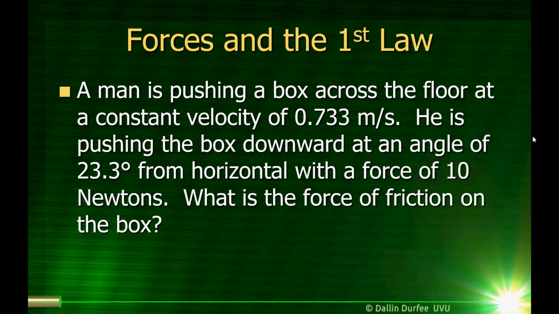So now let's do a problem that involves vectors. A man is pushing a box across the floor at a constant velocity of 0.733 meters per second. He is pushing the box downward at an angle of 23.3 degrees from horizontal with a force of 10 newtons. What is the force of friction on the box? So now we have our box, but the man is not pushing in the direction of the box's velocity. He's pushing downward at an angle theta.